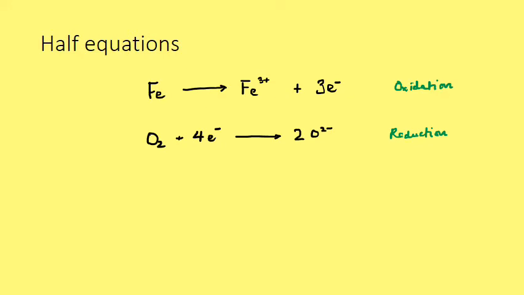One last thing to notice before we move on about these two half equations is that although each one balances independently, so the charges are balanced in both, there are 3 electrons being transferred in the oxidation reaction and 4 electrons being transferred in the reduction equation. So you couldn't actually combine those two as they stand to make a full redox equation. But that, of course, is the subject of our next slide.